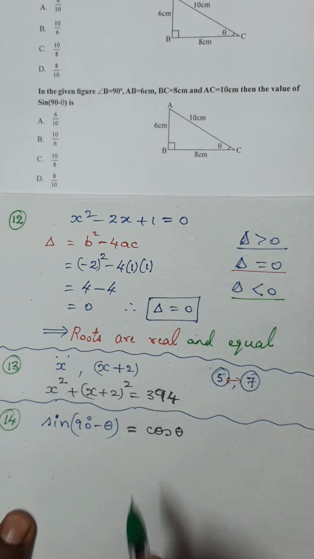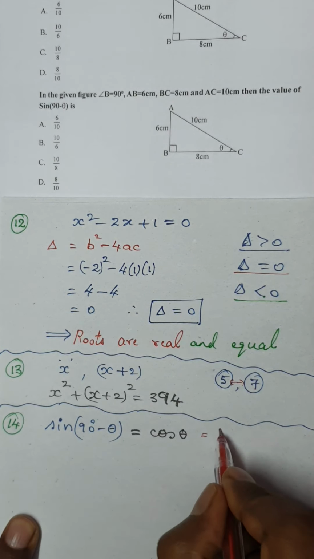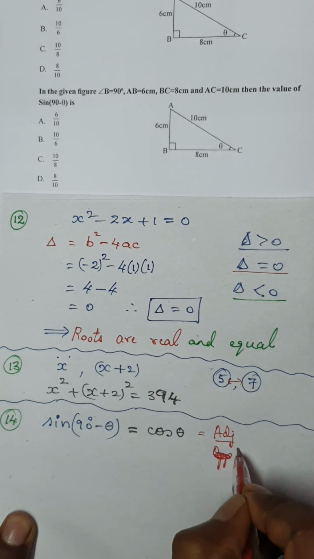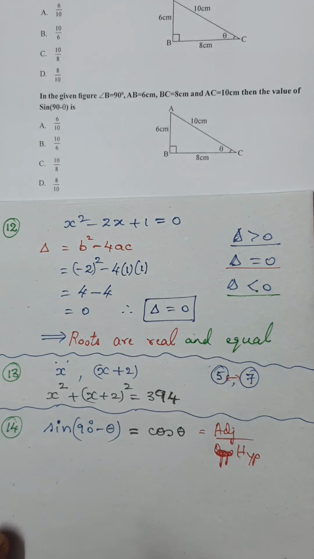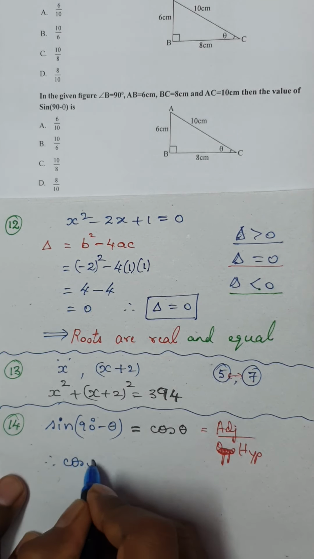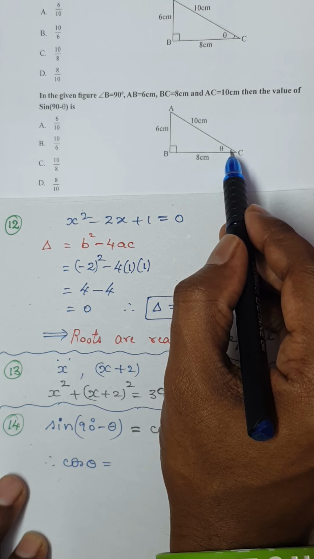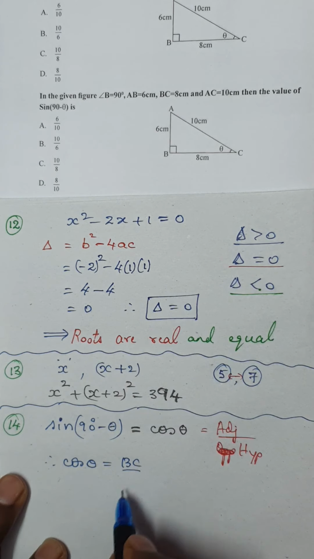And we all know cos value is nothing but, now what is the ratio of cos theta? We know cos theta ratio is nothing but adjacent by hypotenuse, isn't it? Therefore, cos theta will be equal to, look here, theta is here, for this angle, adjacent side would be BC. So BC divided by hypotenuse, which is AC. Substitute the values, BC is 8 and AC is 10.